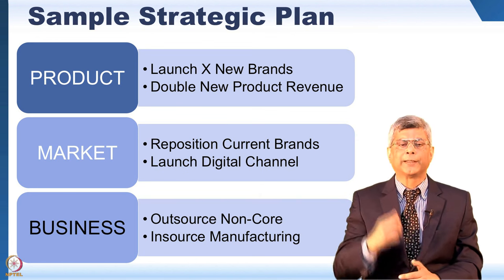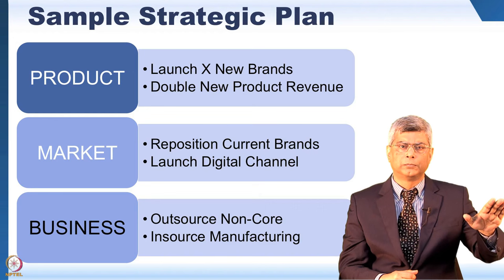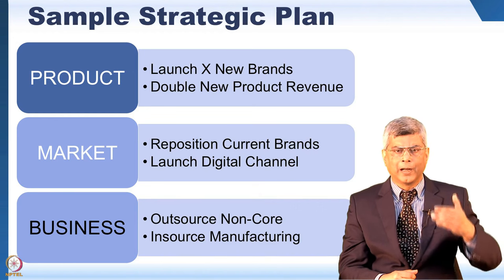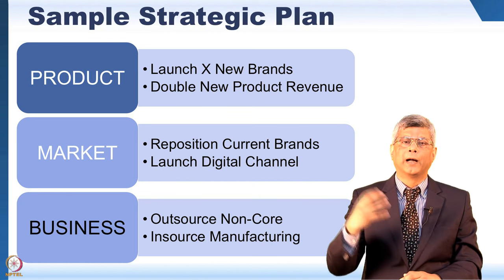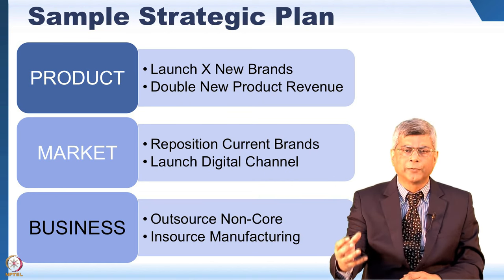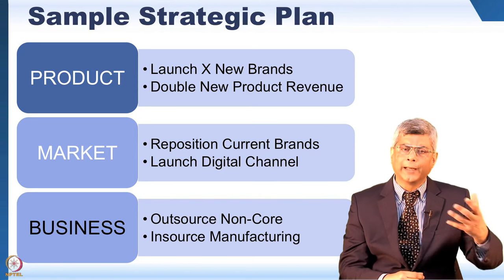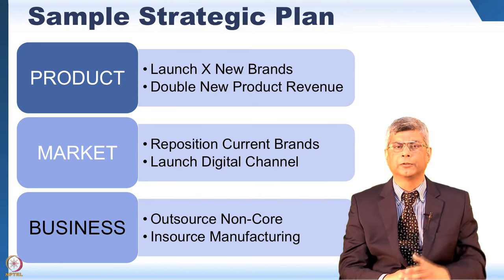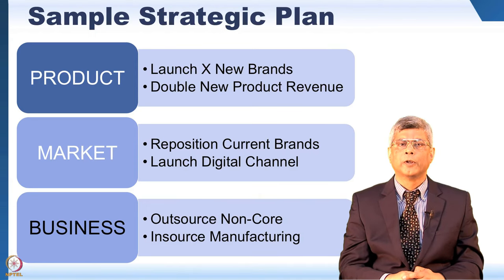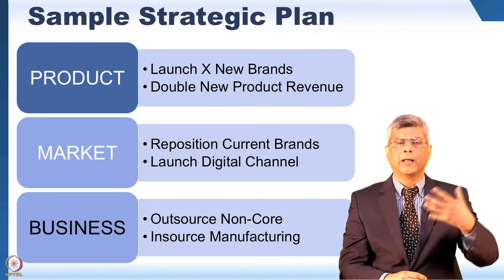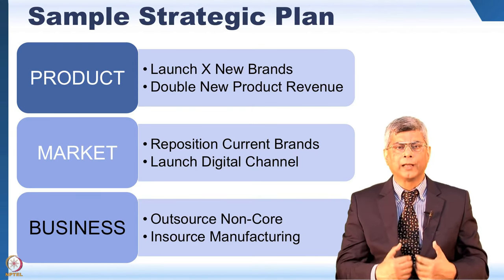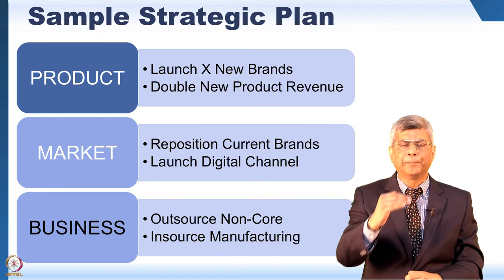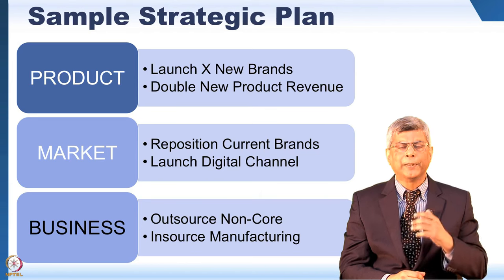A sample business strategy could be, I will outsource, which means I will give away my non-core activities to external partners. So for example, I could say my information technology services, I will outsource to an IT services company, an Infosys or Accenture or whoever it is. I could also say that up till now, my products have been made by contract manufacturers, but I'll build my own plant. So these are all samples of strategic choices that a company can make.